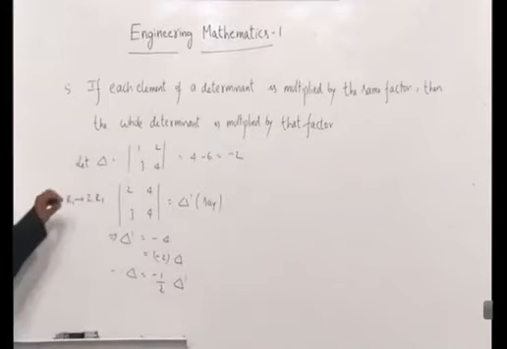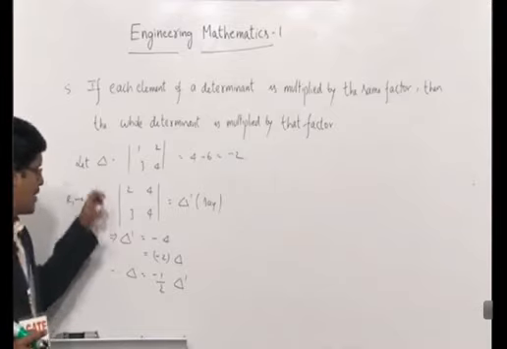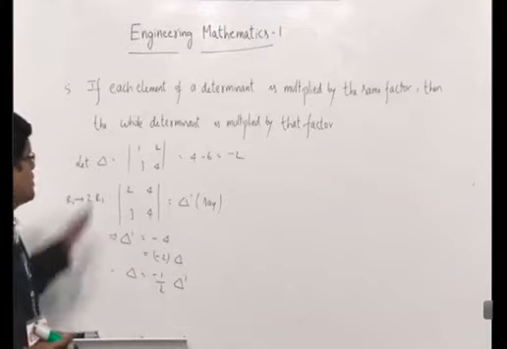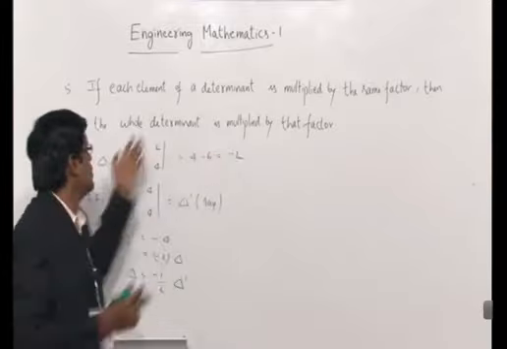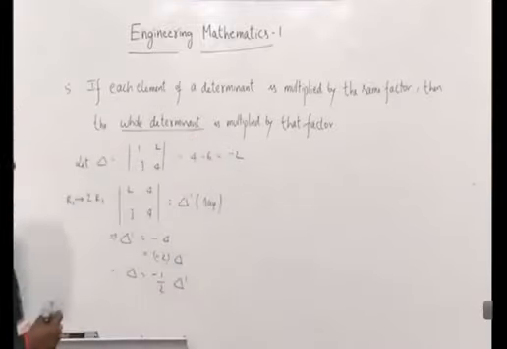That means whenever you apply multiplication of a row or a column by a number, then in the final answer you should divide by that number so that the determinant is unchanged. The whole determinant is multiplied by that factor; originally the determinant we got was minus 2.